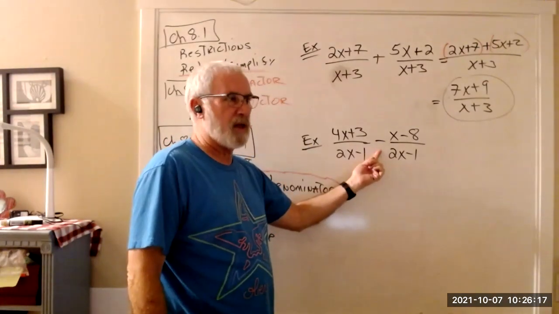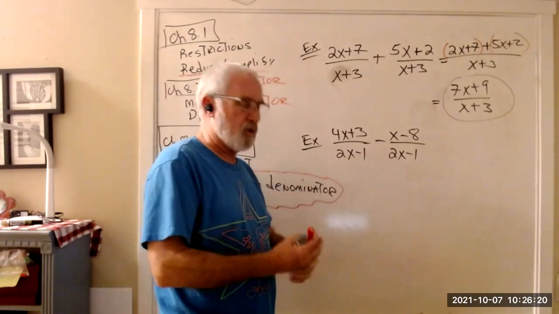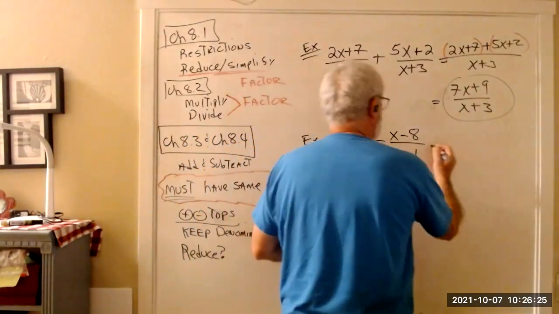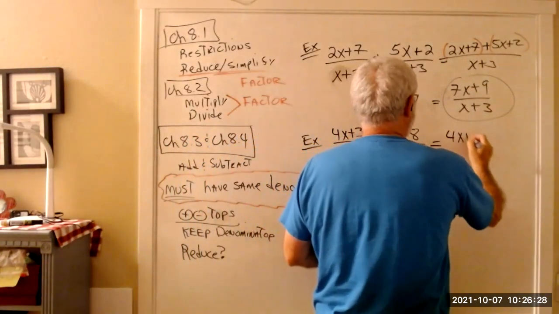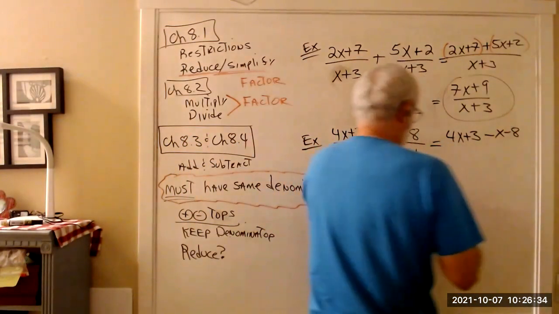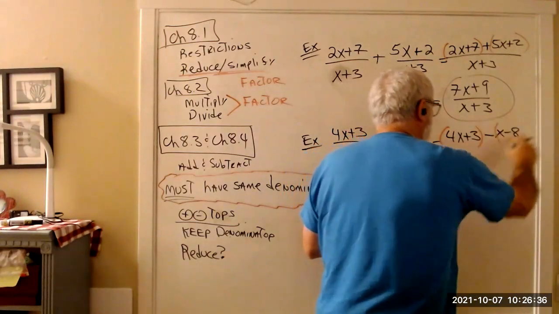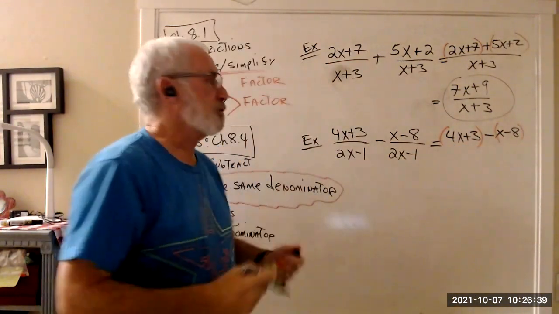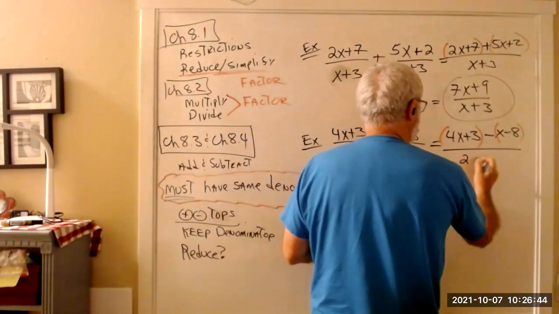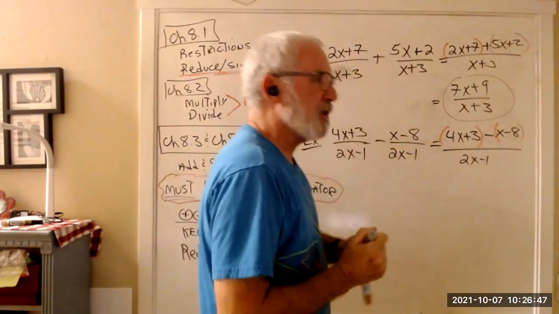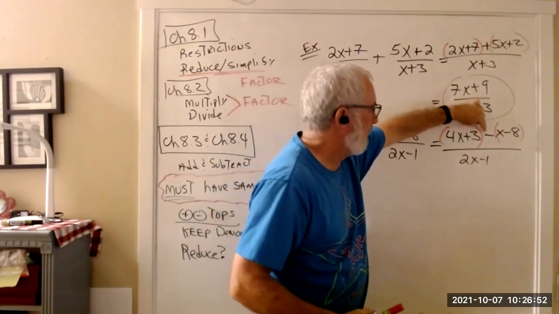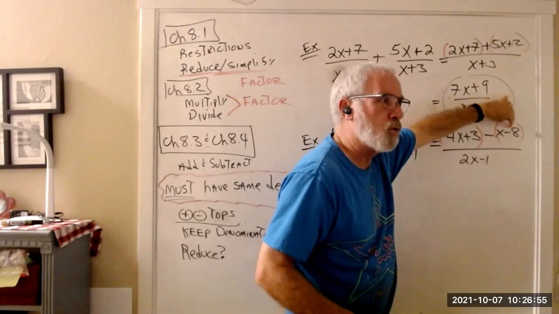But my mantra is I hate subtraction. Subtraction will screw me up every single time. So slow down when there's a subtraction problem. It looks something like this. You say 4x plus 3, subtract x minus 8. But remember, there are parentheses. It's the quantity. You're subtracting all of the quantity, and you keep the denominator, 2x minus 1. Well, we studied this way back in chapters 4 and 5, I think. What do you do with a minus sign in front of a quantity? You distribute it.